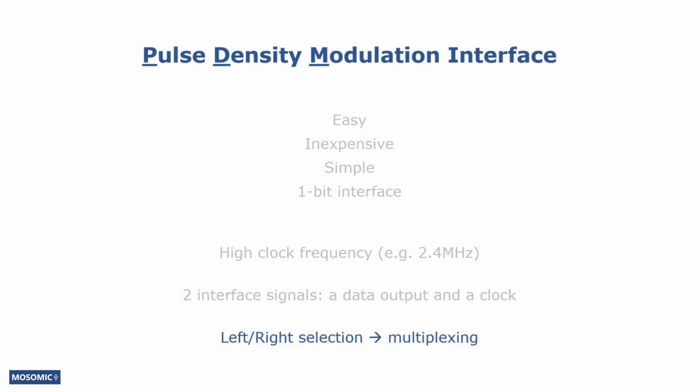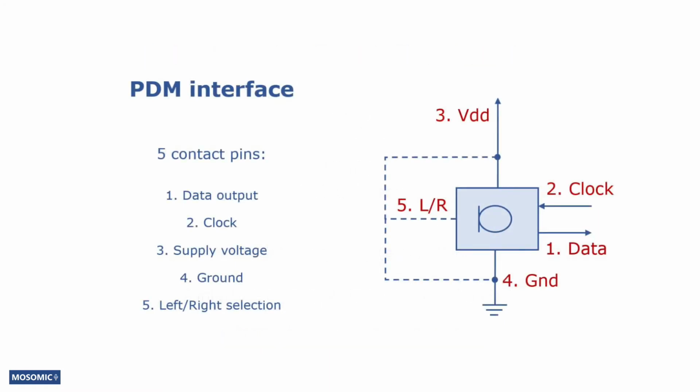A useful and widely adopted addition to the interface is the left-right selection pin. It enables multiplexing, connecting two PDM microphones to the same data output line. The left-right selection pin enables choosing whether the microphone asserts data onto the data line on the rising or falling clock edge. The left-right pin of one of the microphones on the same data line is connected to the ground, and the left-right pin of the other microphone is routed to the supply voltage. A PDM microphone with a left-right selection pin has 5 contact pins on it: data output, clock, supply voltage, ground, and the left-right selection pin.